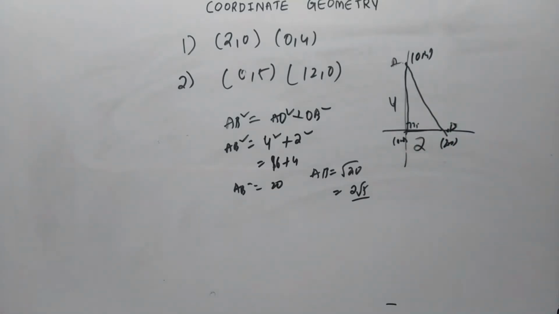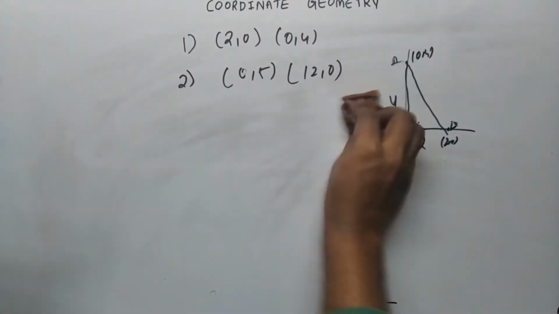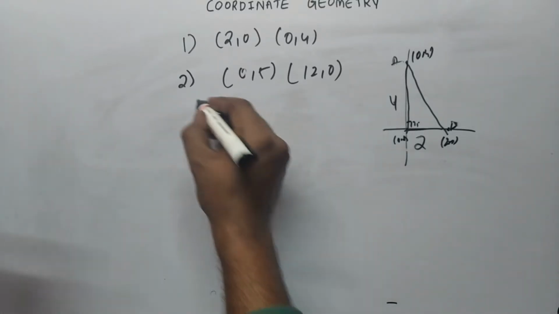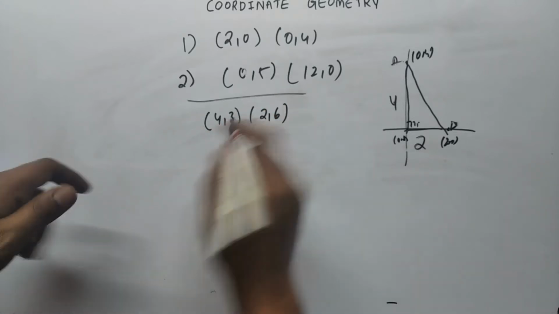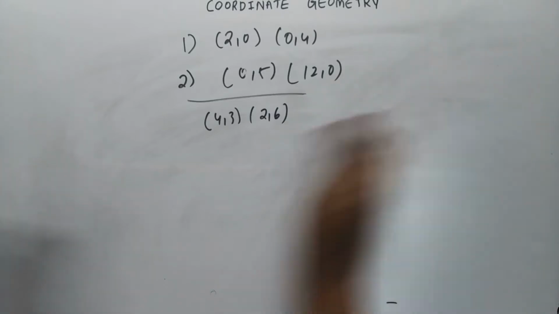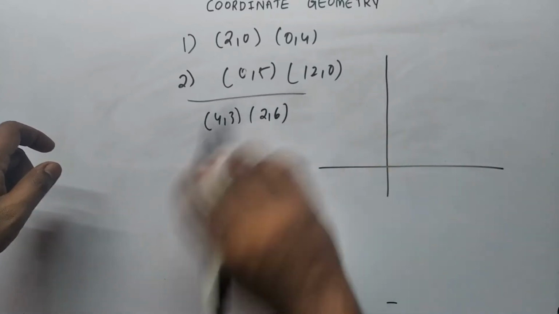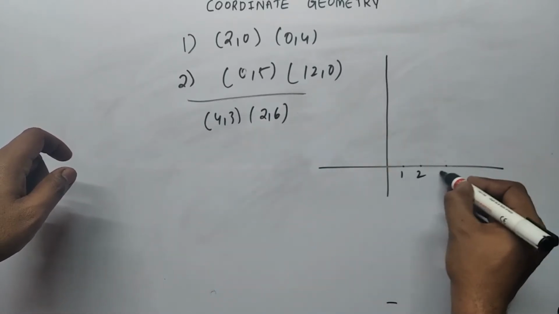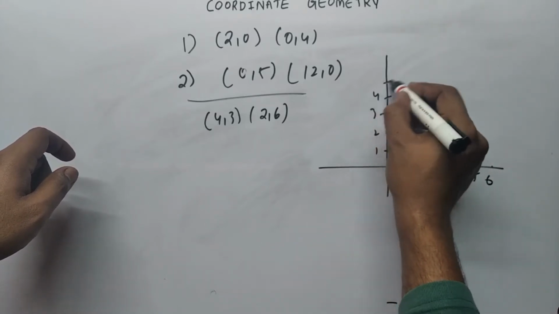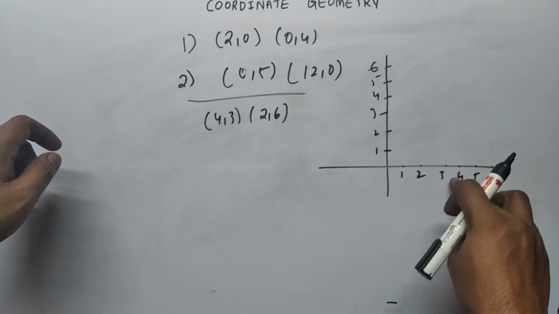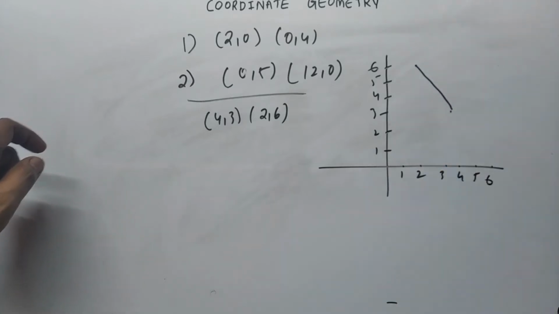Suppose you have some other points. To find the distance between points, like suppose we have the points 4 comma 3 and 2 comma 6. Suppose I plot these 2 points on a graph. For 2 comma 6, this is 1, 2, 3, 4, 5, 6. Here also I am writing 1, 2, 3, 4, 5, 6. So 4 comma 3 is a point. Next 2 comma 6. You need to find the distance between these 2 points.